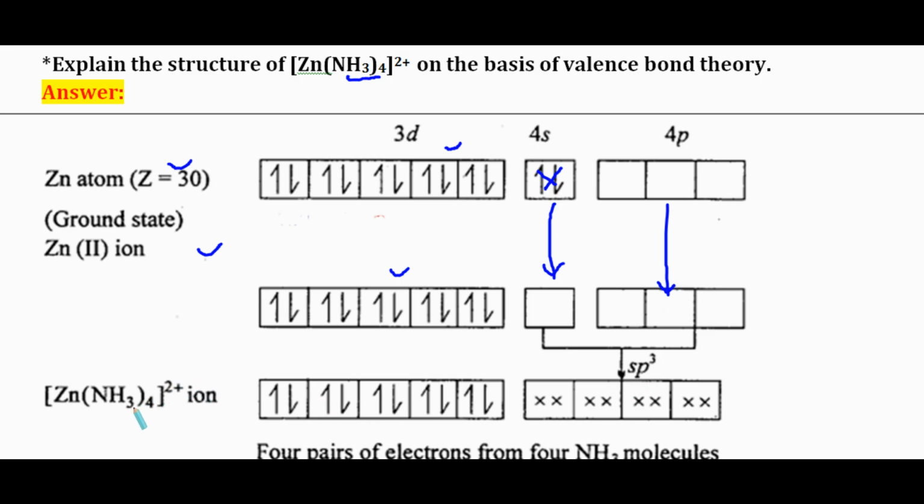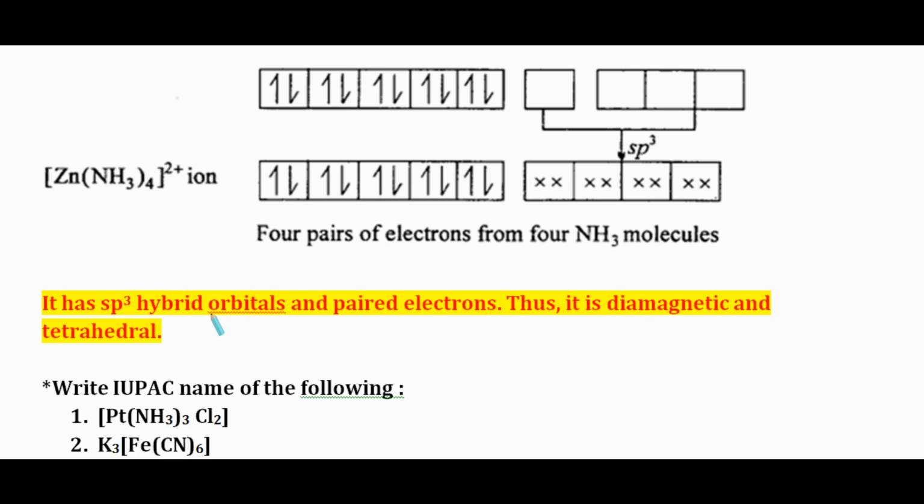Now these ligands are connected with the metallic atom by coordination bonds, and 4 pairs of electrons are donated by them, which are filled in the sp3 orbitals. Thus it has sp3 hybrid orbitals and paired electrons, so it is diamagnetic and tetrahedral.